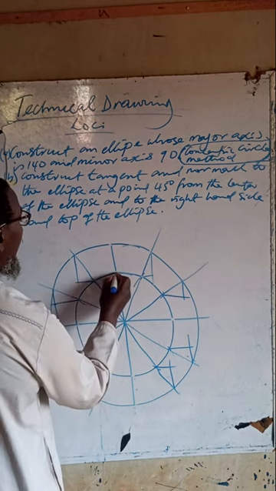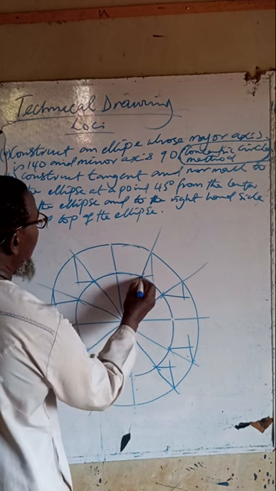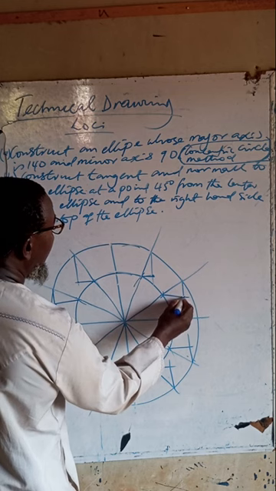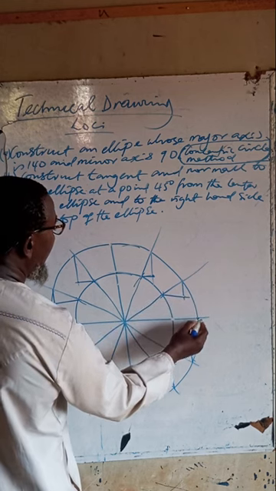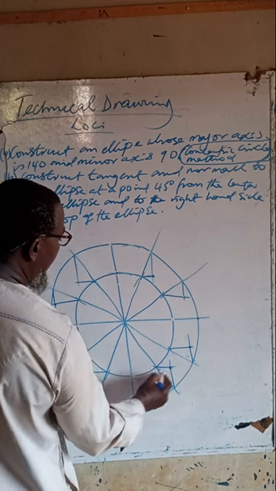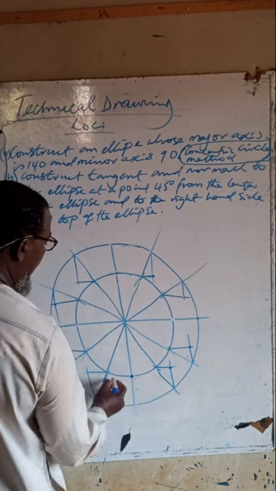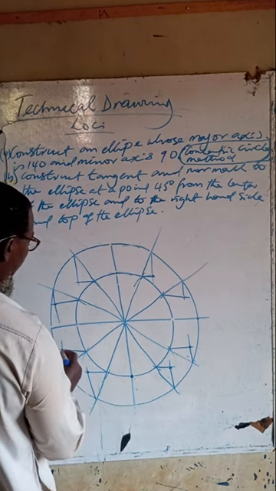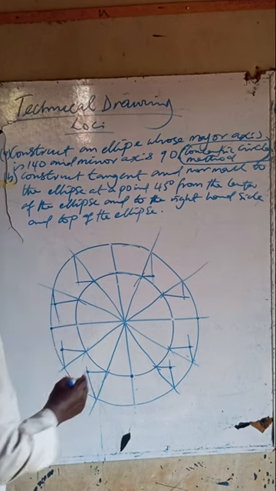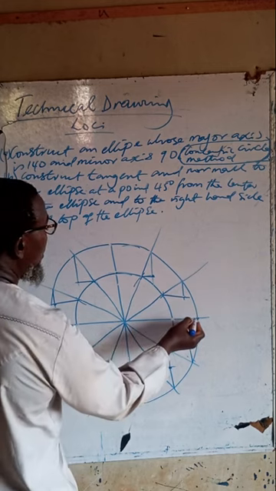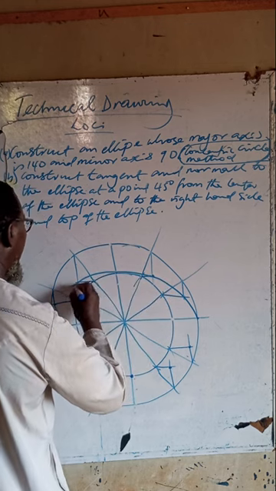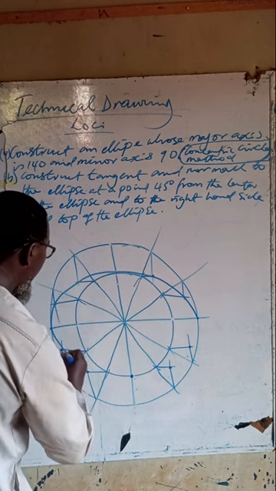This point must touch the top of the minor axis. This point, then it must touch the end of the major axis like this, the end of the minor axis, this, the end of the major axis, like that. Now use your French curve to connect your points. Let's see, these are my points.